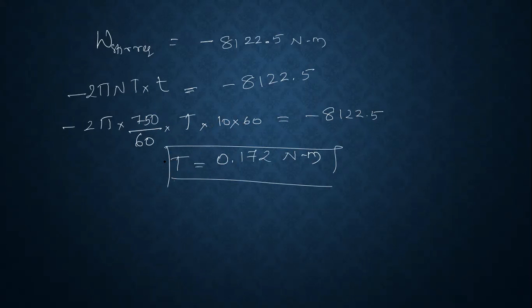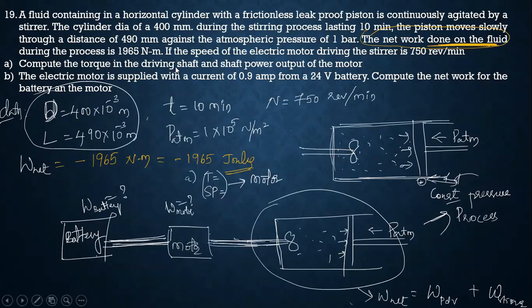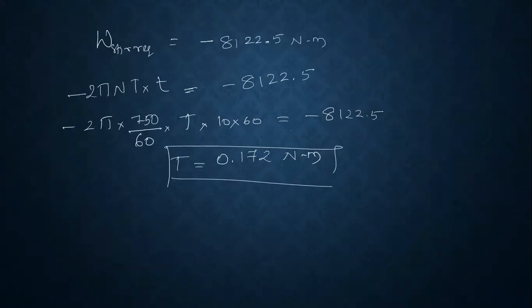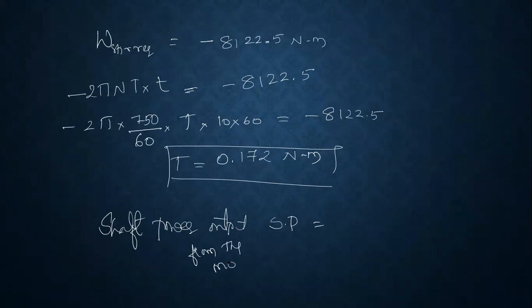Now the second thing we have to calculate: compute the torque in the driving shaft and the shaft power output. Shaft power output from the motor is given by minus 2 pi n T. That is the shaft power output.